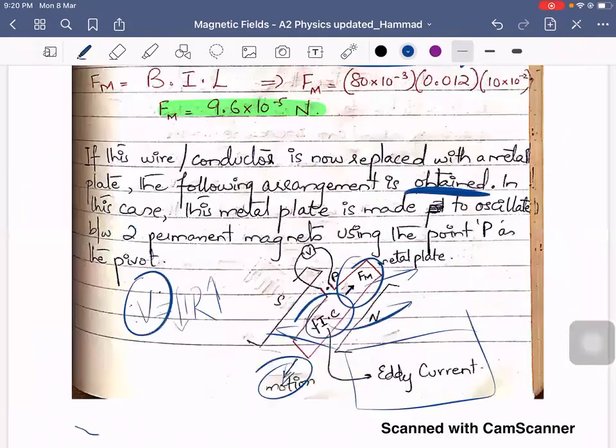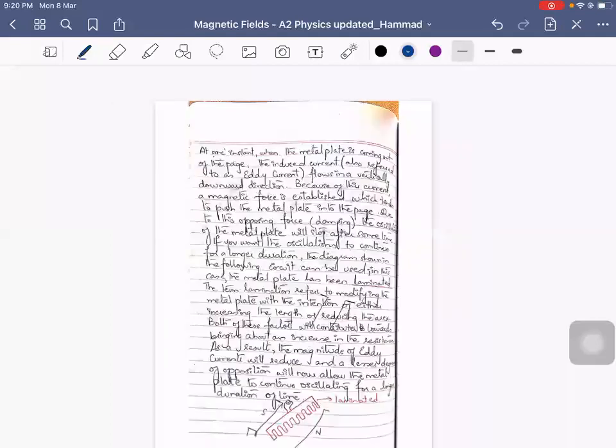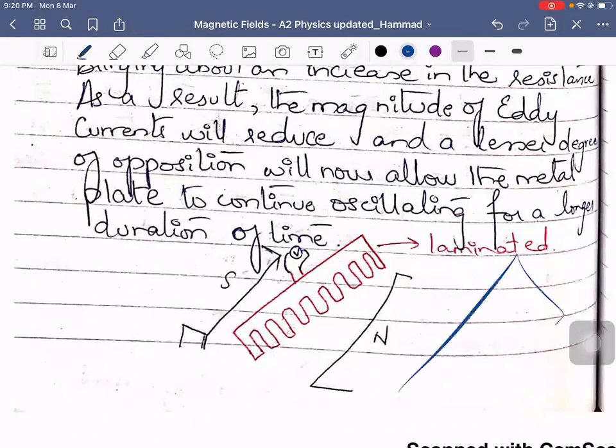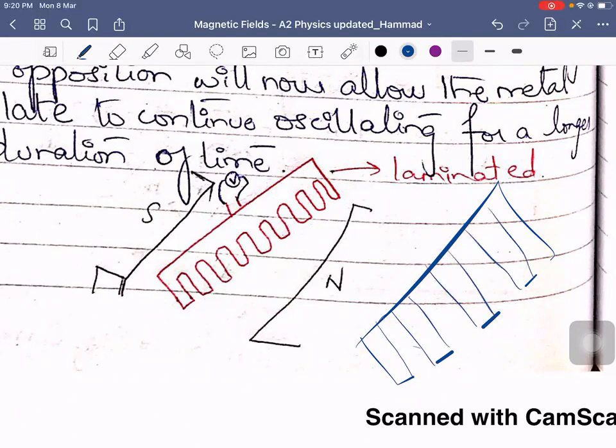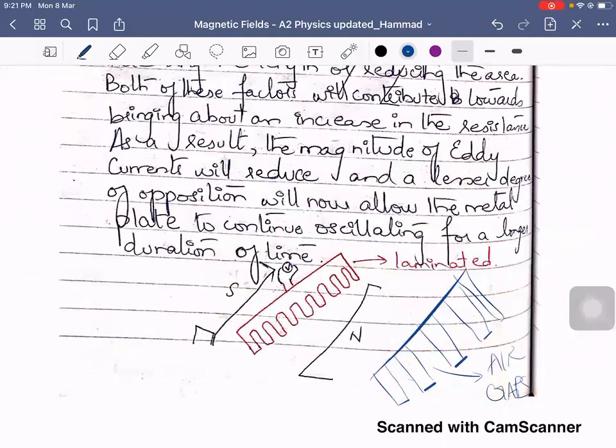So we use a technique called lamination. We will laminate the metal plate. How do we laminate a metal plate? We simply cut its cross-sectional area, such that this metal plate looks somewhat like this, like a comb, right? Now, laminating introduces air gaps. Air is an insulator, right? So doing this will actually reduce the induced current.